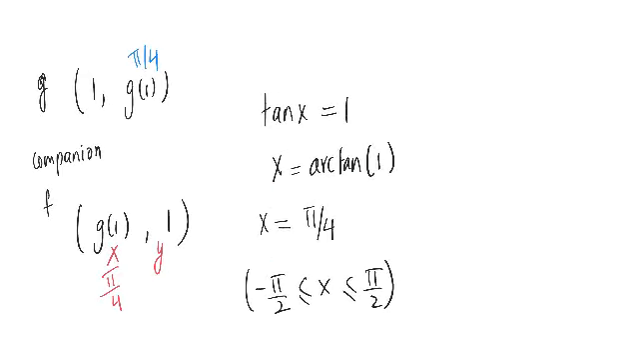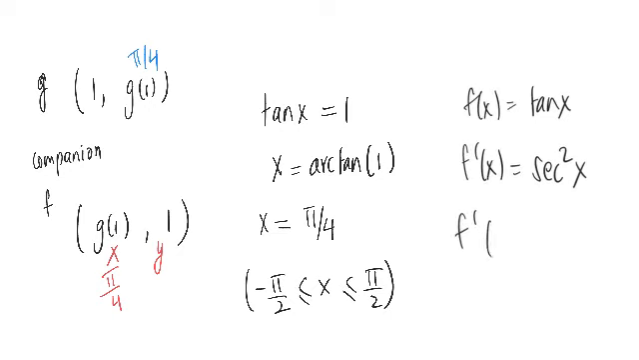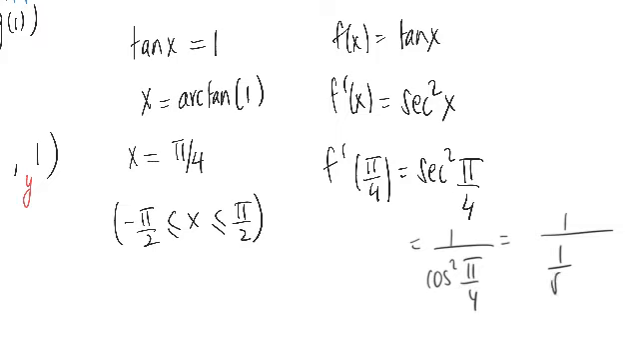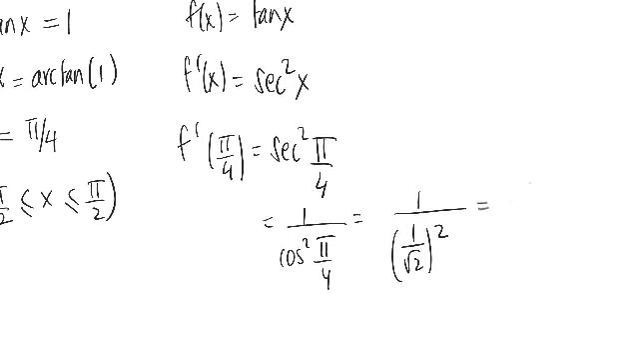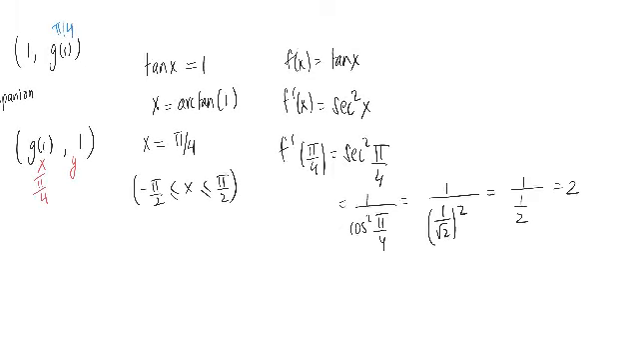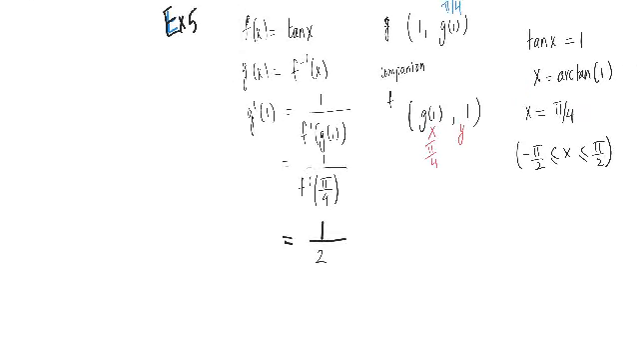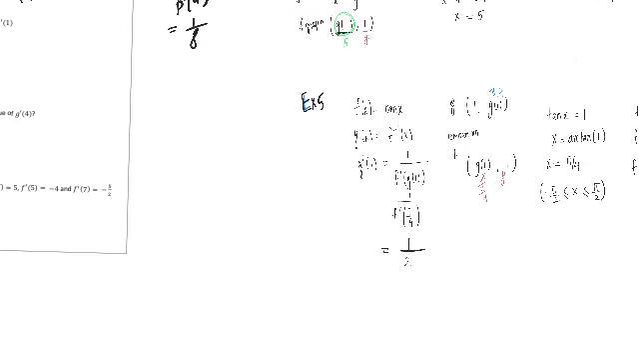And then I go to the f equation. f of x equals tan x. So f prime of x is equal to secant squared of x. I needed f prime of pi over 4, so I do secant squared of pi over 4. That's going to be 1 over cosine squared of pi over 4. Cosine squared of pi over 4 means I take cosine of pi over 4 and square it, and I get 1 over 1/2, or 2, as my answer for f prime. So then I come back to my equation, and I say g prime of 1 is 1 over 2. So final answer is 1/2 for example 5.